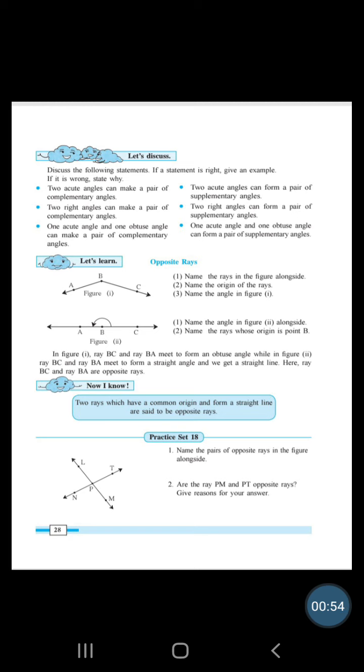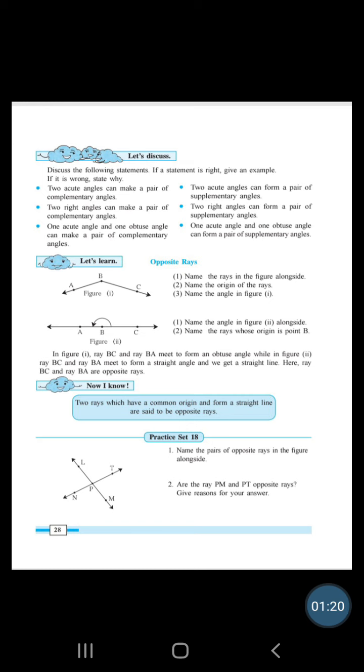Of course, figure 2 is the opposite ray example because the second figure makes a straight line with an origin B, which is not present in figure 1. Although it has an origin B, still it does not make a straight line. It makes an obtuse angle.